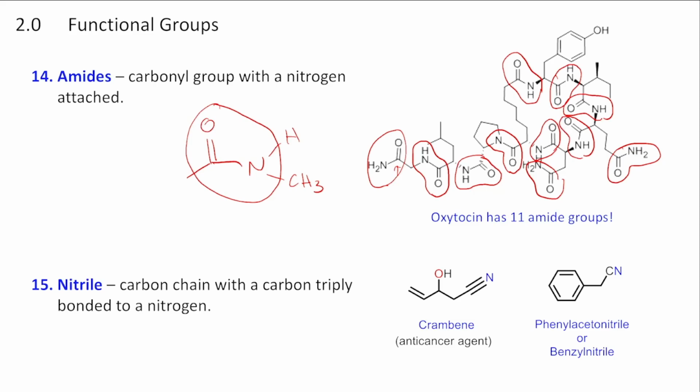Nitriles are functional groups that have a carbon triply bonded to a nitrogen. Okay, and so here's a few examples.